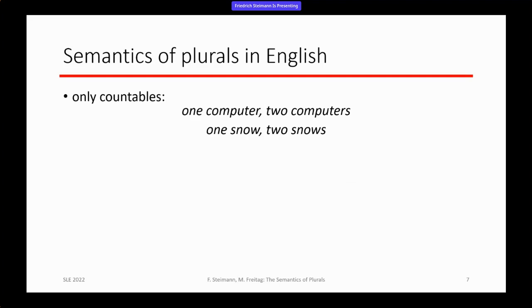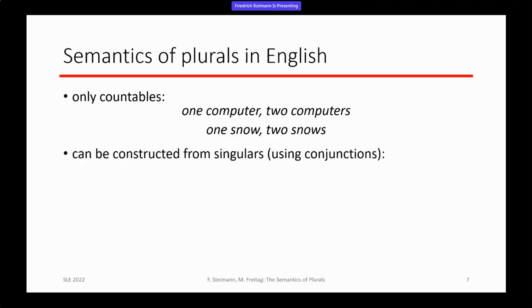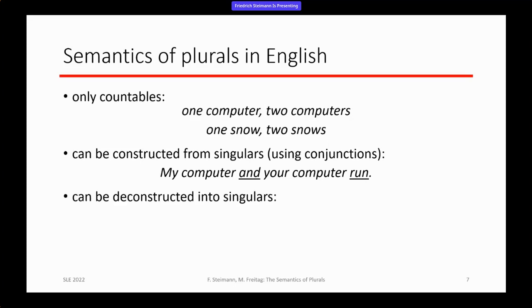But what you can do with snow and other masses like liquids, you can contain them, and then you can give them numbers. You can have a shovel of snow, or maybe you can even have a glass of snow, and then you can have two, and that's the way to count them. Another thing is, if you have two singulars, you can construct a plural by using a conjunction. Like my computer and your computer run, and the noun phrase is clearly a plural as indicated by the plural form of the verb run. So that's a constructor of a plural.